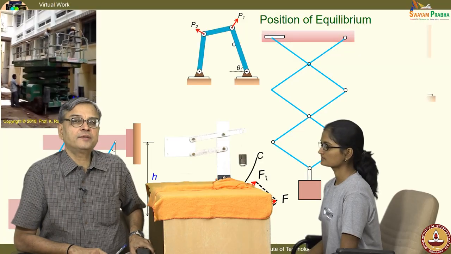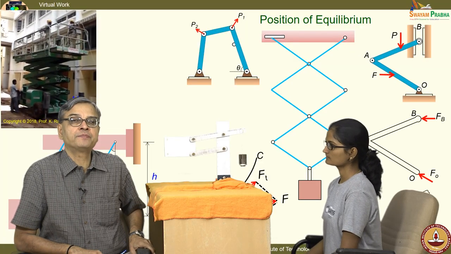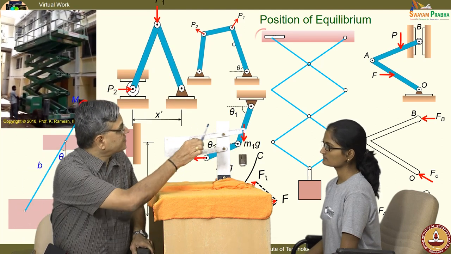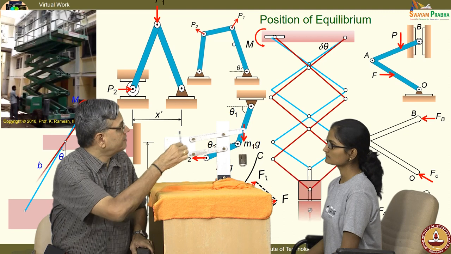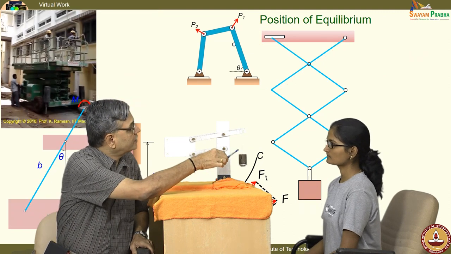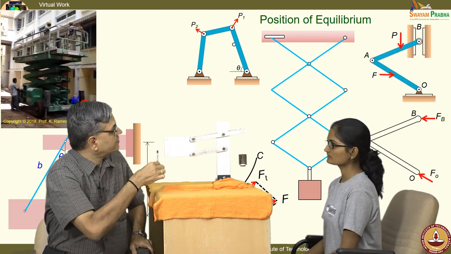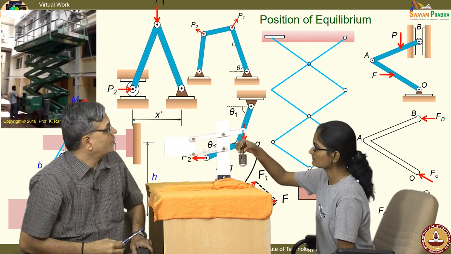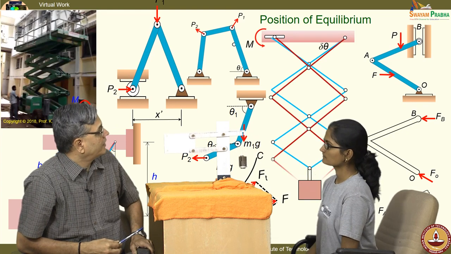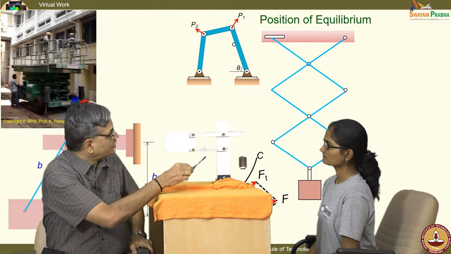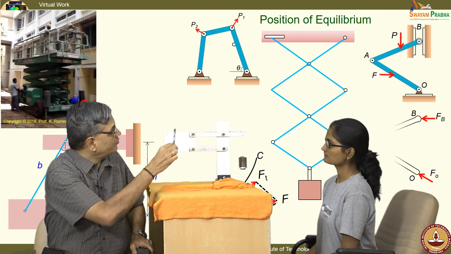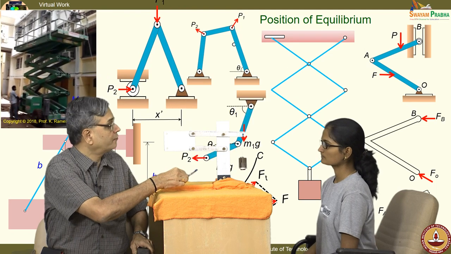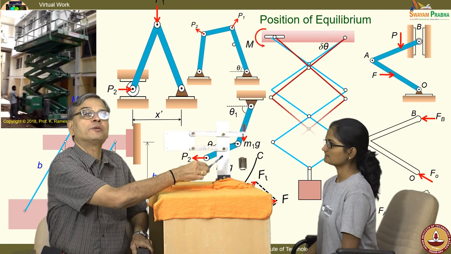Let us understand the meaning of position of equilibrium by a simple demonstration. Here you have a system shown. The system is supported by a weight here. For this weight, the configuration of the system is as shown here. Now, let me introduce a small weight to that. The configuration of the system has changed and it has come to this position, which is also an equilibrium position. For this weight, this is the corresponding equilibrium position.